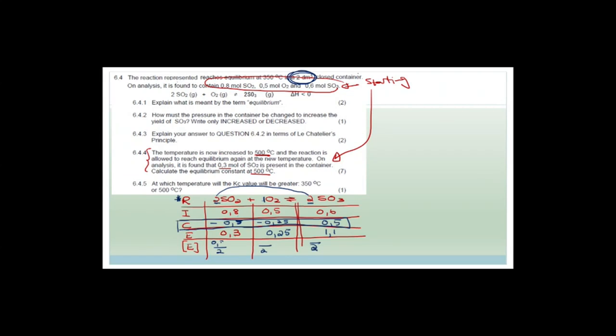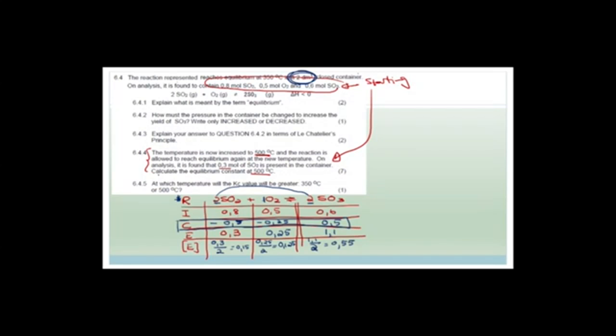So this is 0.3 divided by 2, which is going to be 0.15. This is 0.25 divided by 2, which is 0.125. And this is 1.1 divided by 2, which is 0.55. Okay, so these are concentrations at the new temperature of 500 degrees Celsius.